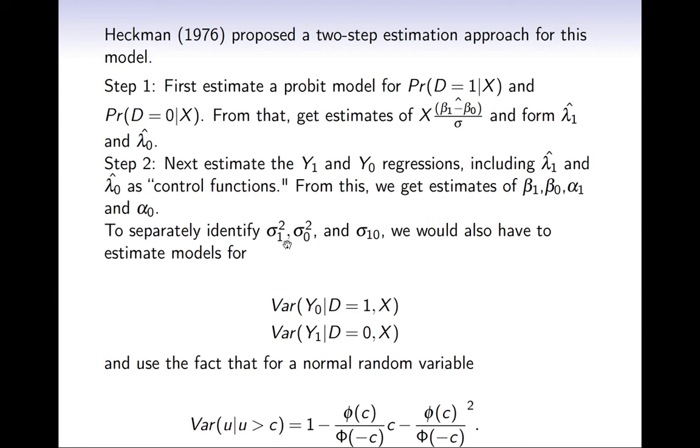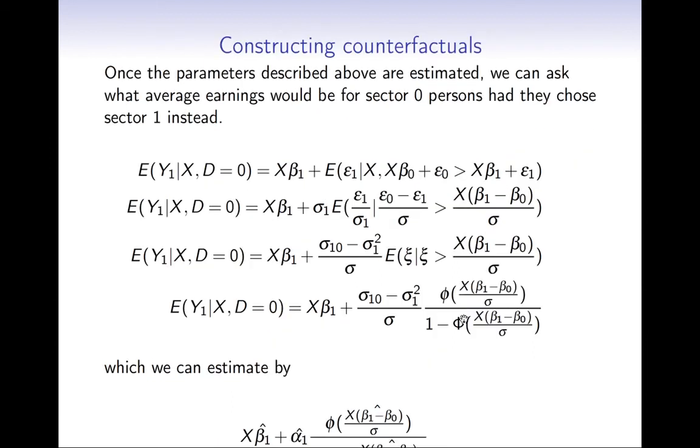It turns out that you can go a step further and estimate regression equations. Don't worry about this, it's a little bit more advanced, but you can actually separate out all these sigma parameters. But you need to estimate a couple more regression equations that relate to the second moments of y0 and y1. All right, now once we have all our estimates, what can we do? Well, we can do what's called counterfactual analysis. So we can say, what would the earnings of fishermen be had they chosen hunting as their occupation?